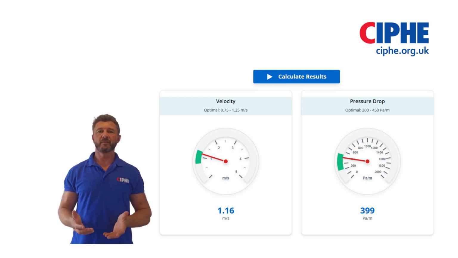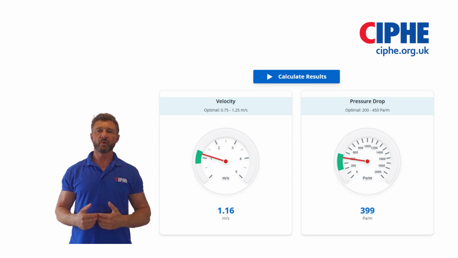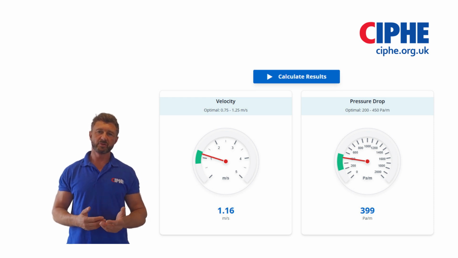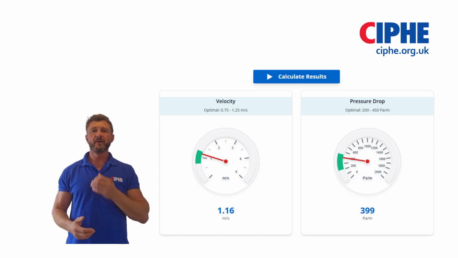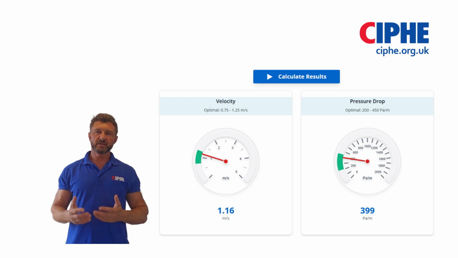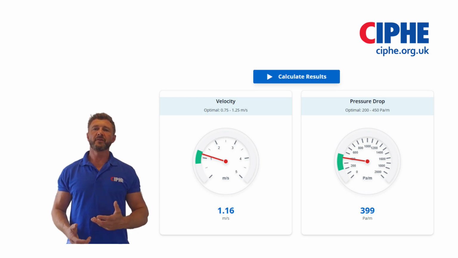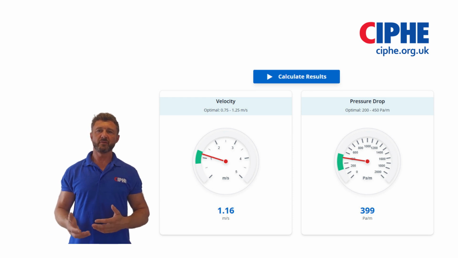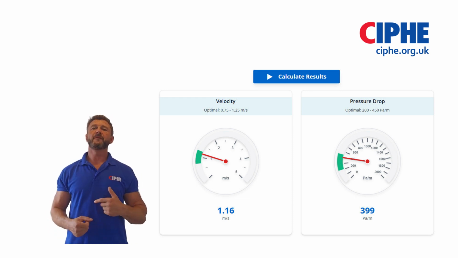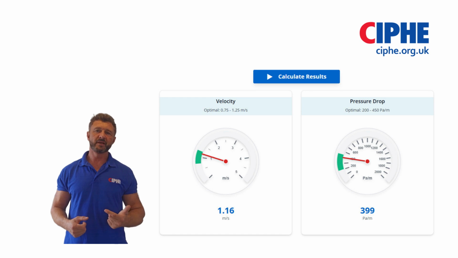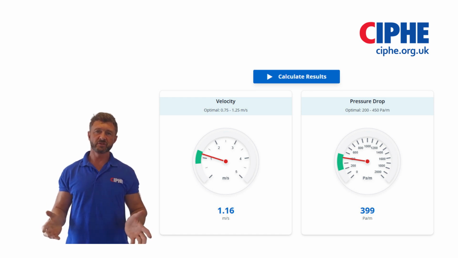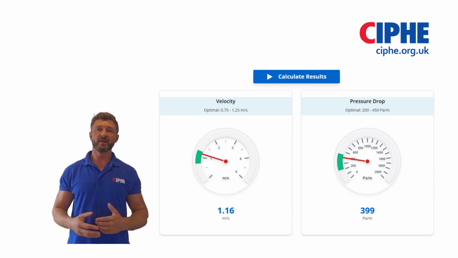In this example, the flow velocity is 1.16 meters per second, which sits perfectly within the target range of 0.75 to 1.25 meters per second. The pressure drop is around 399 pascals per meter, also well within the ideal range of 200 to 450 pascals per meter. These results indicate a well-balanced system, one that maintains good circulation, operates quietly, and minimizes the risk of pipe erosion over time.